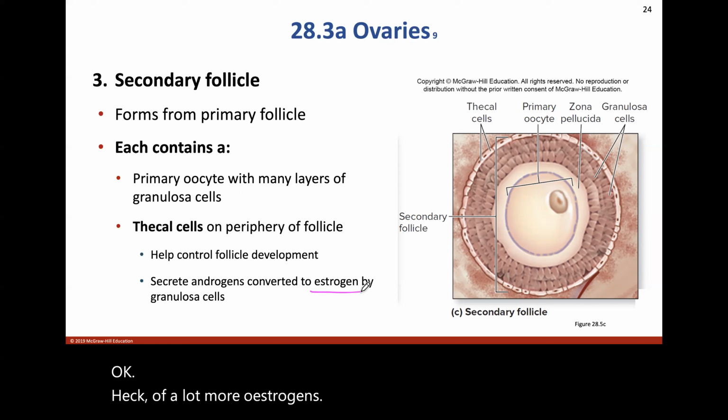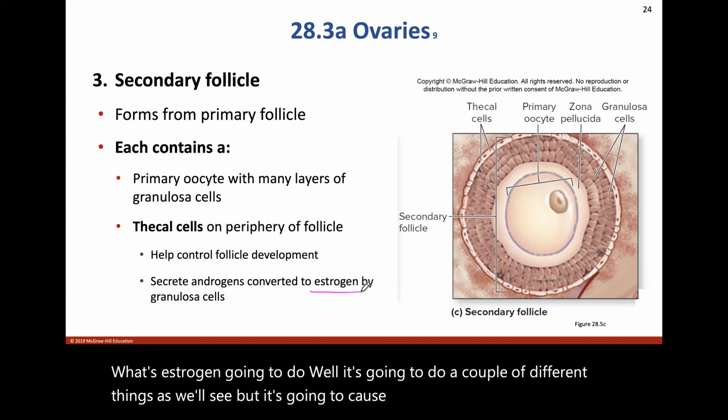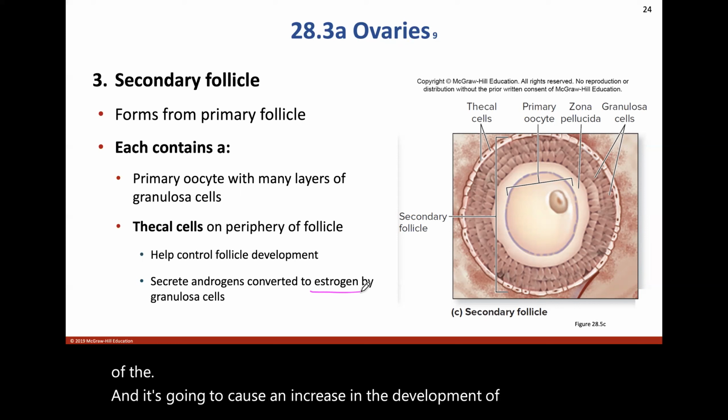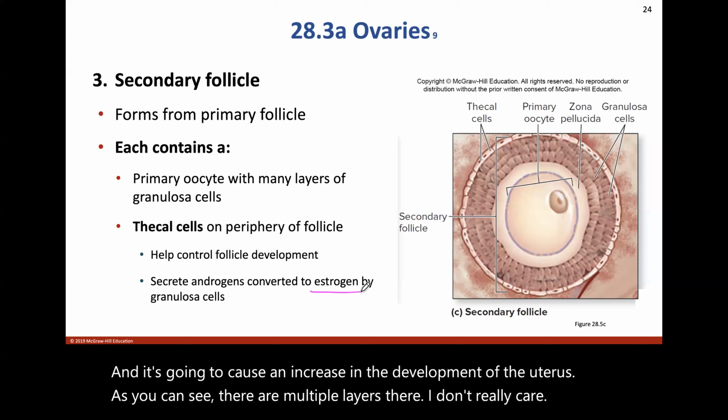What's estrogen going to do? Well, it's going to do a couple of different things, as we'll see, but it's going to cause an increase in the development of the oocyte, and an increase in the development of the uterus. As you can see, there are multiple layers there. I don't really care. Granulosa cells increase in numbers. That's all you've got to say.